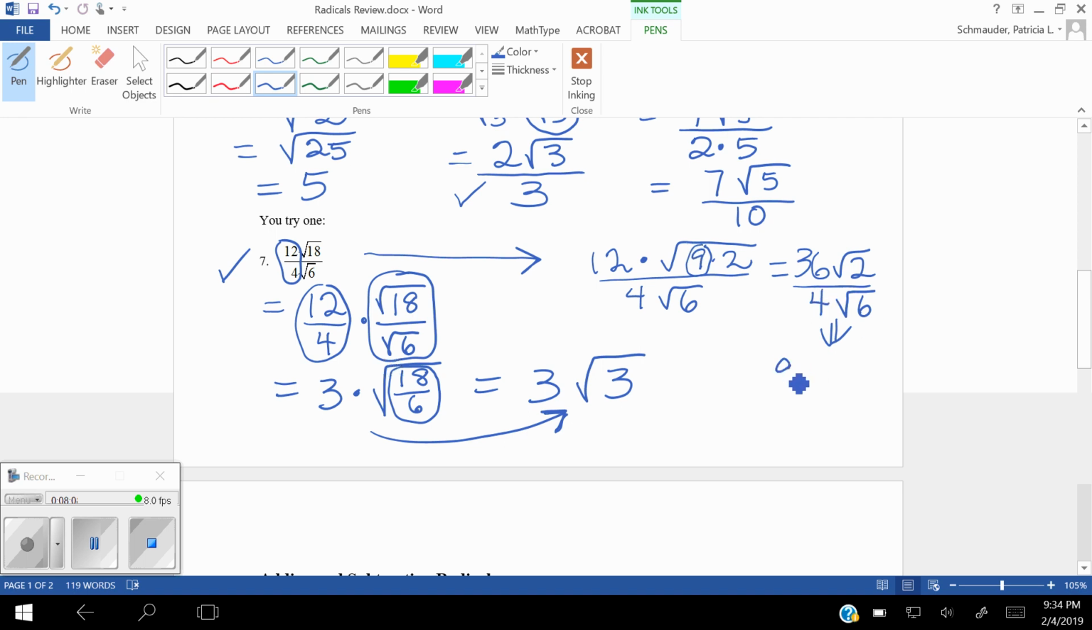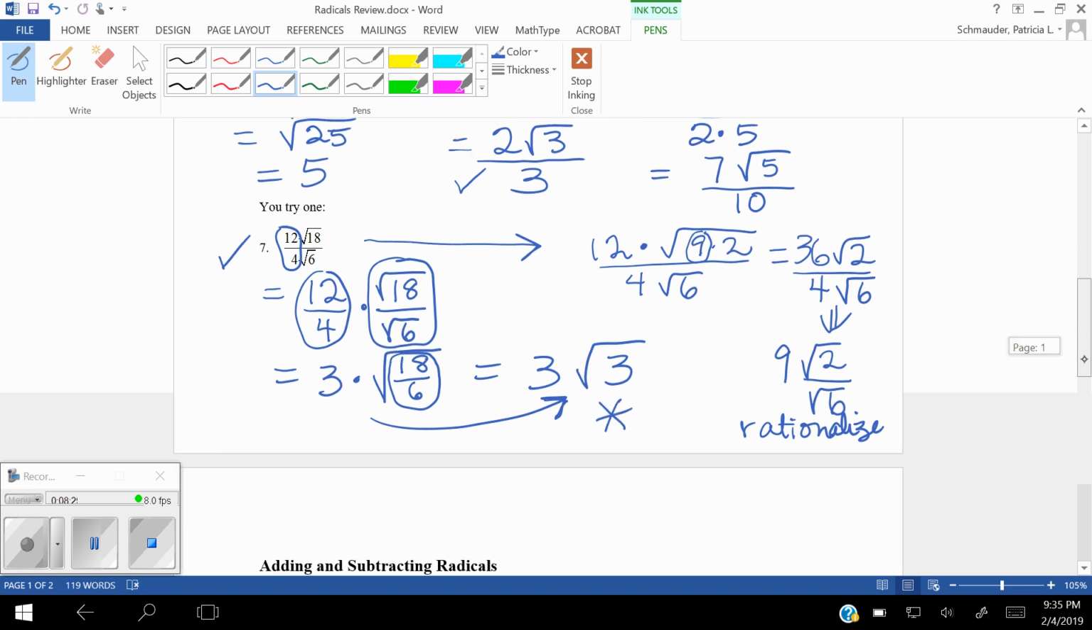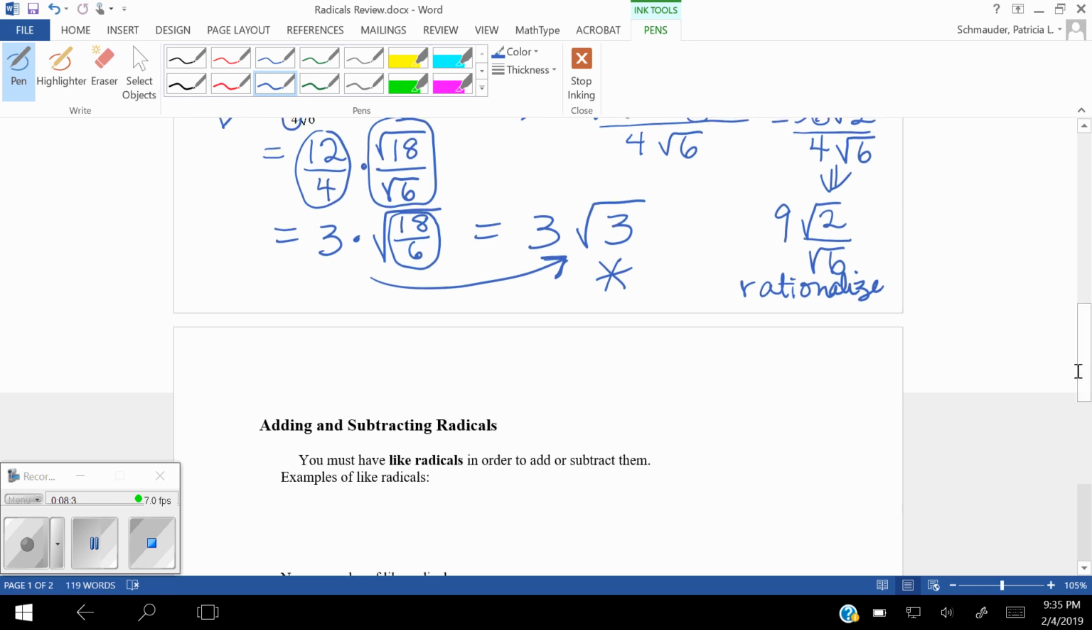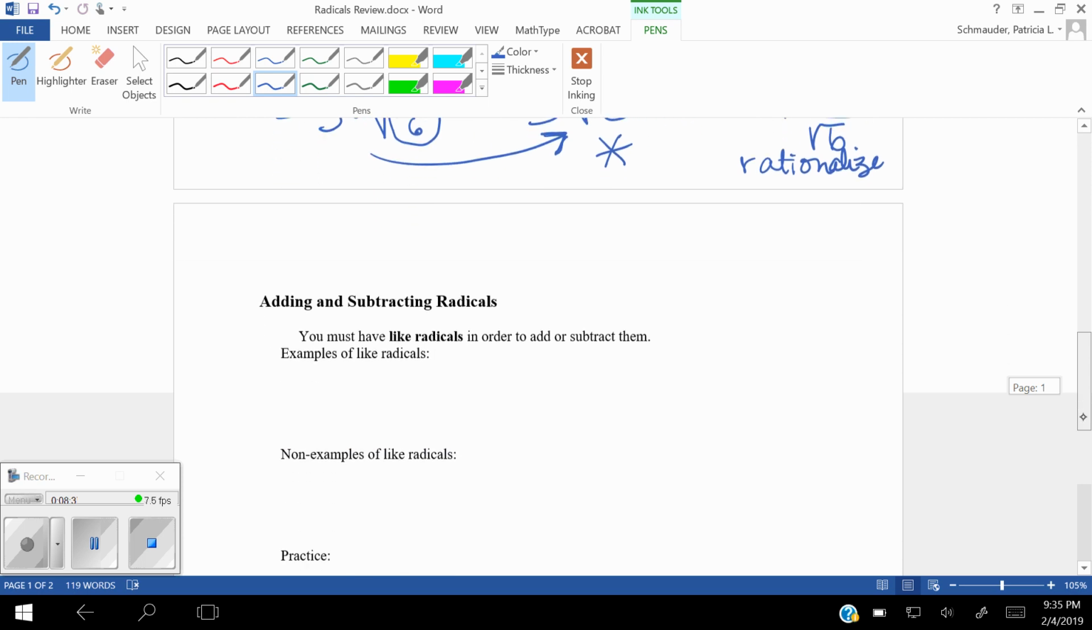36 over 4 is 9, but then I've got times the square root of 2 over the square root of 6. Then I'd have to rationalize that. Ooh, that's definitely not the way I want to do that. I would come up with the same answer eventually, but this is definitely going to be our preferred method of solving that problem. And sometimes it just takes a feel for working a lot of these problems before you can realize up front what the best way is going to be to solve them.